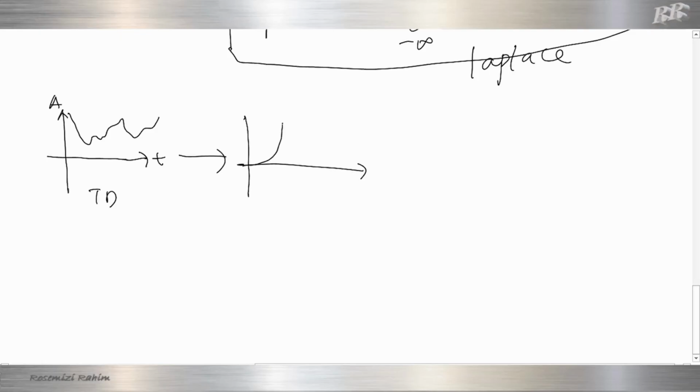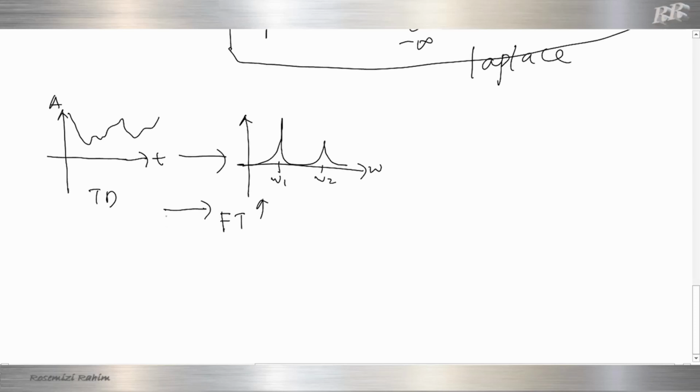Let's see, our frequency domain is like this. This is our omega 1, omega 2, this is omega. This is the frequency response, this is the frequency domain. So when we use the Fourier transform, we will get this kind of graph.